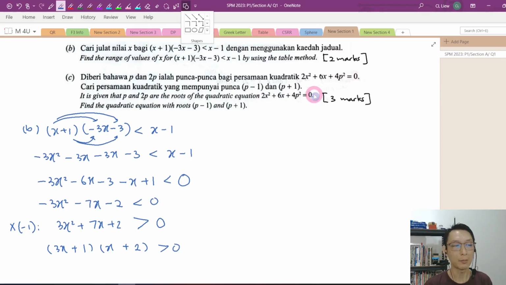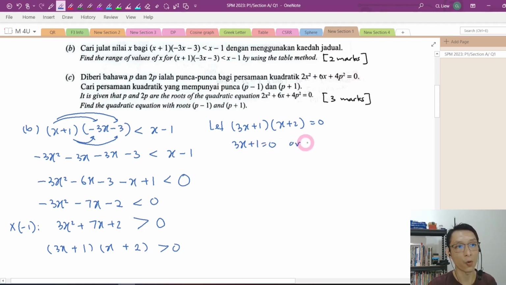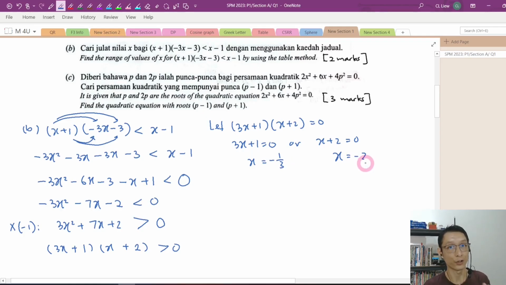Before I draw a table, let me show you how I get the critical point, the important point. So let this whole thing be equal to 0. So from here we know that this is equal to 0 or this is equal to 0, right? We can say 3x plus 1 is equal to 0, or x plus 2 is equal to 0. So x is equal to negative 2 and x is equal to negative 1 over 3. These two are the critical points. Okay, let me draw the table first.